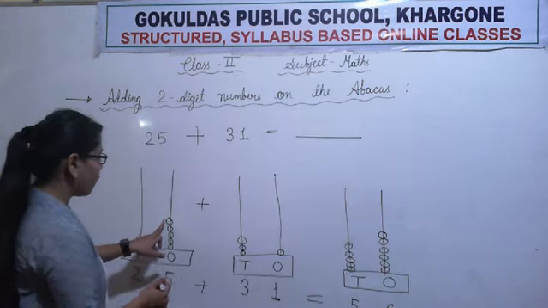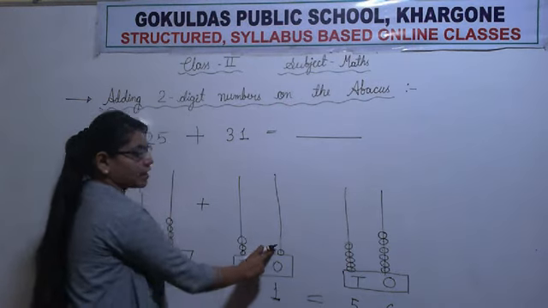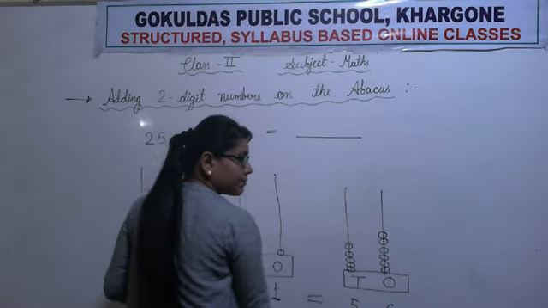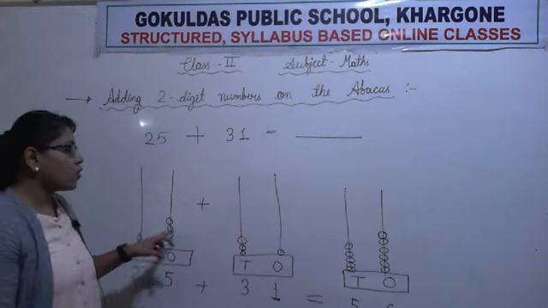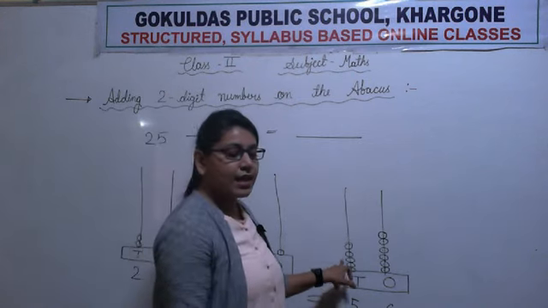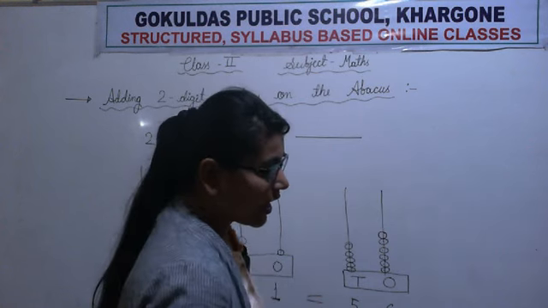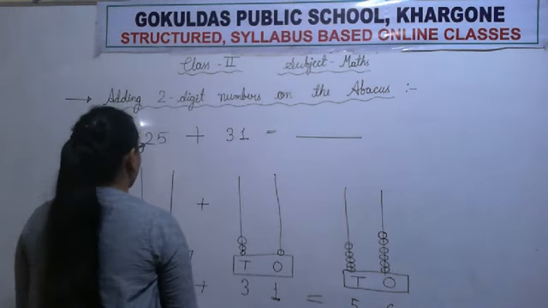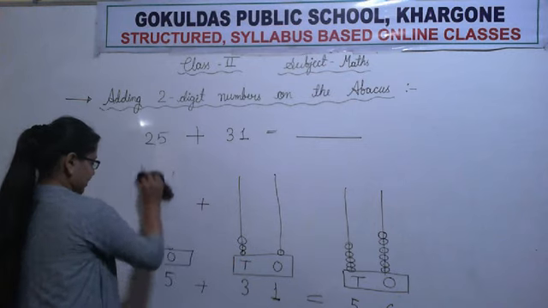Okay. So 5 plus 1, 6. So we draw 6 beads here. 2 plus 3, 5. So we draw 5 beads here. So this is how we can do addition on abacus.